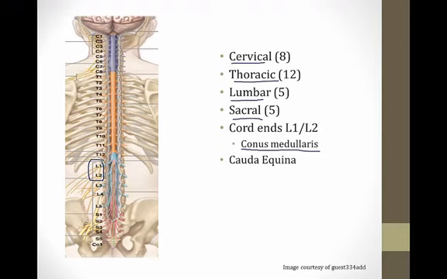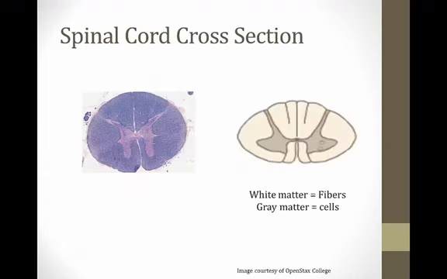After the spinal cord ends, nerve fibers continue to run down in the spinal column, and that's called the cauda equina, which means horse's tail, and that's because these wispy fibers of nerves running down here remind people of the tail of a horse.